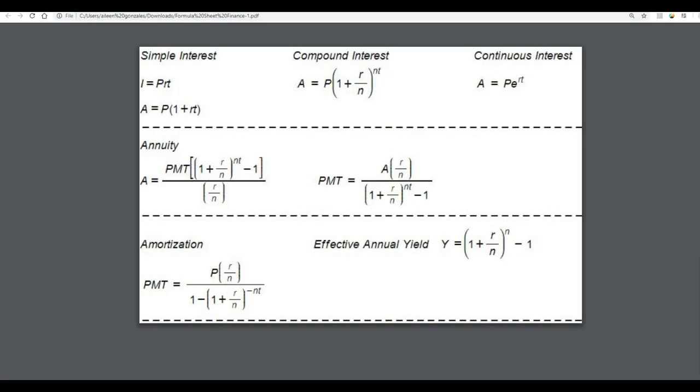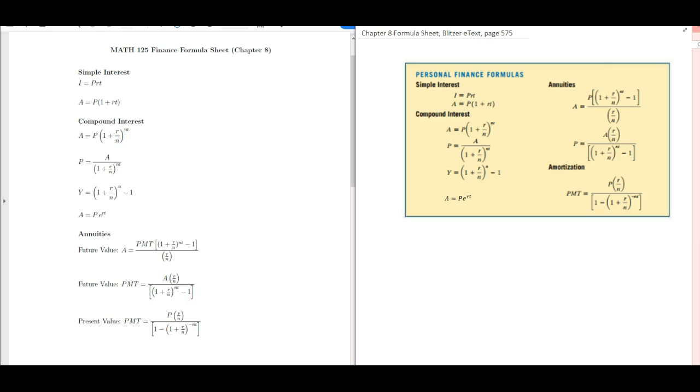When we started section 8.5, I gave you this chart, if you remember. We had the simple interest, compound interest formula, and the continuous interest formula. And then we had our investments formula, the annuities, the amortization, the loan amortization, plus, of course, the effective annual yield. Now, you're not going to use this chart on the test.